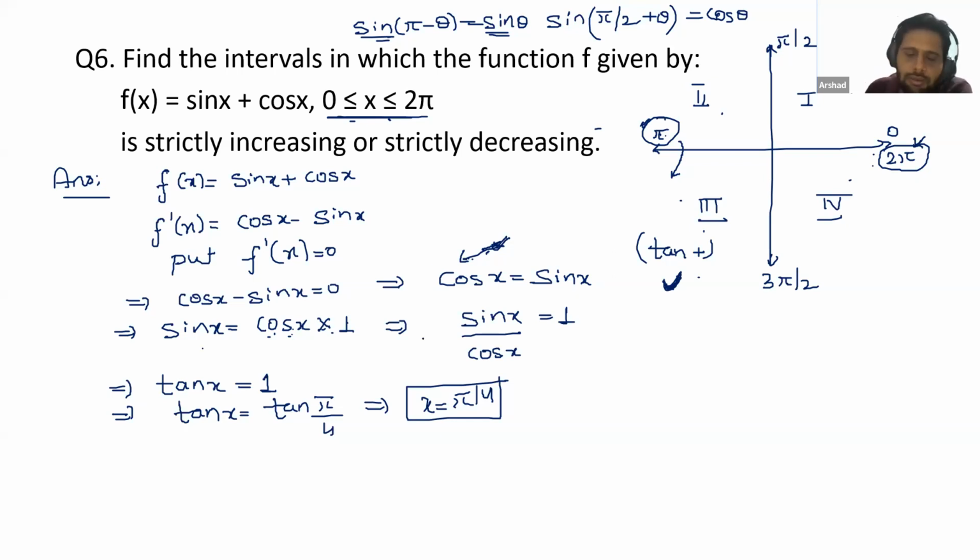Now, please check here. x is equal to pi by 4. We need the angle in the third quadrant.